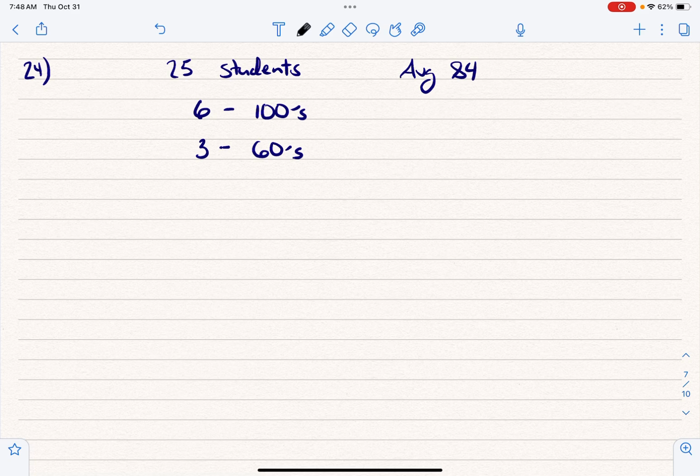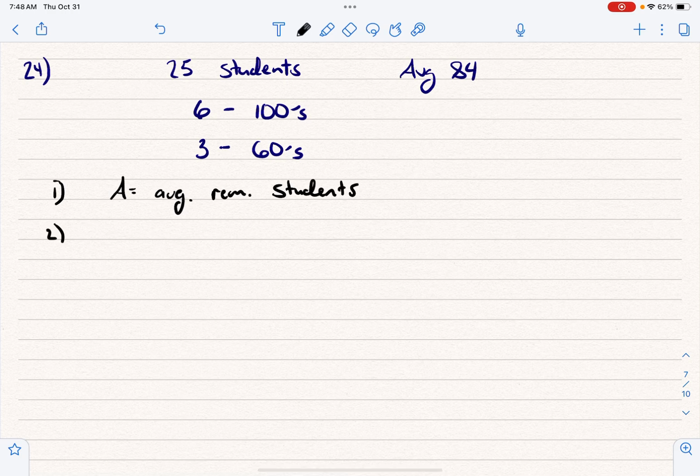All right, here we go. Step number 1, identify the variable. That's always pretty much the easiest one because it's almost always the question. Right here, it said, what is the average of the remaining students? So I'm going to use the letter A for average of remaining students. Average for remaining students.